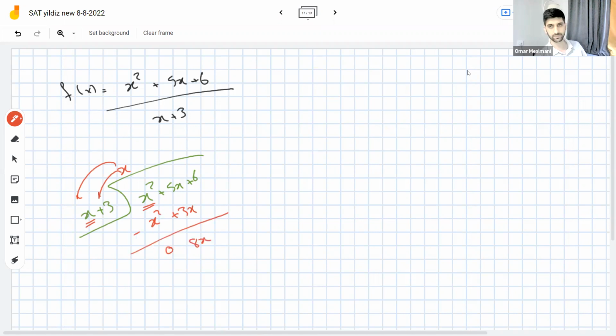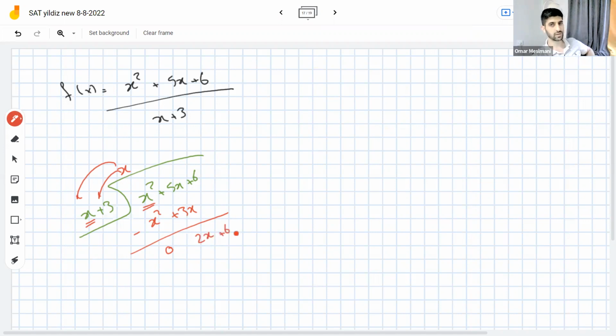Yes? What is next? Who knows what is next? We subtract 5x and 3x. So it's going to be 2x. 2x, yes, thank you. When it's subtracting, it's 5x minus 3x, it's a 2x. Okay? All right, plus 6.